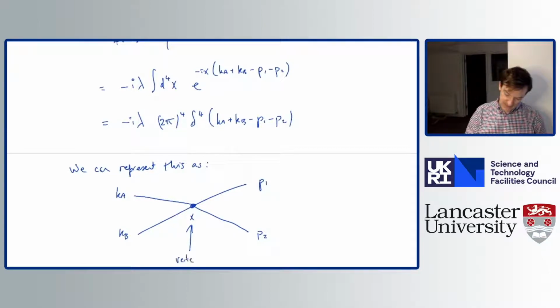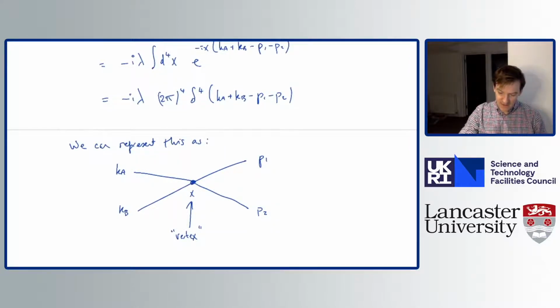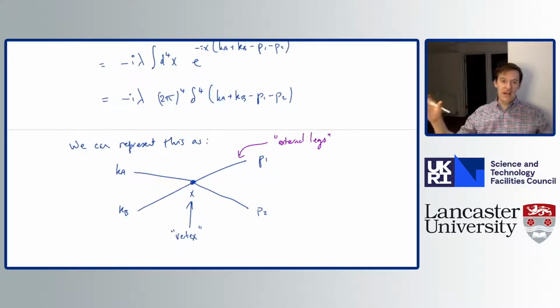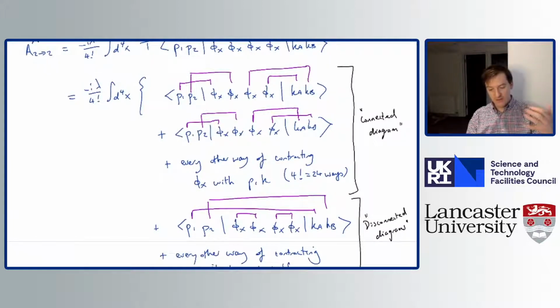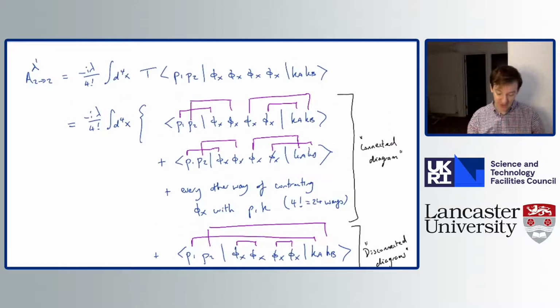So this is an example of a vertex. In this diagram we have vertices, and then we also have all of these 4 lines. These are all external legs. They're all connected to our asymptotic states, our particles at infinity. So, one way of calculating this amplitude is to go through this whole calculation as we've done it.